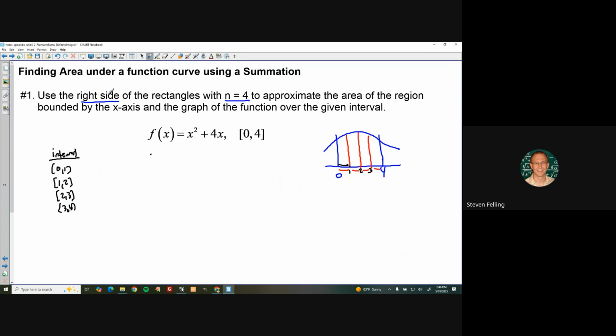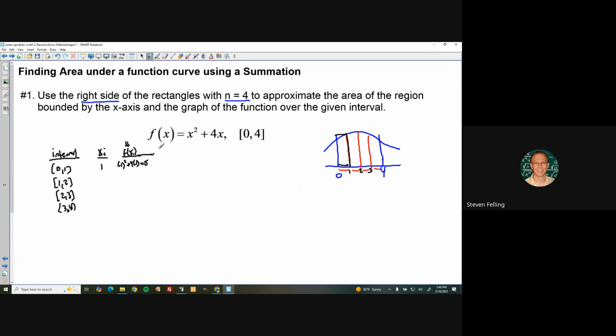To use the right-hand side, that means for this first rectangle, we're going to choose the right-hand side for x. So we will use 1, the value on the right here. When we find the area, we're going to have the height. The height of this rectangle is going to be f at that value. So we plug this x value of 1 into the function, and that gives me 1 squared plus 4 times 1, which is 5. So 4 plus 1 is 5. That's the height of this rectangle right here, 5.